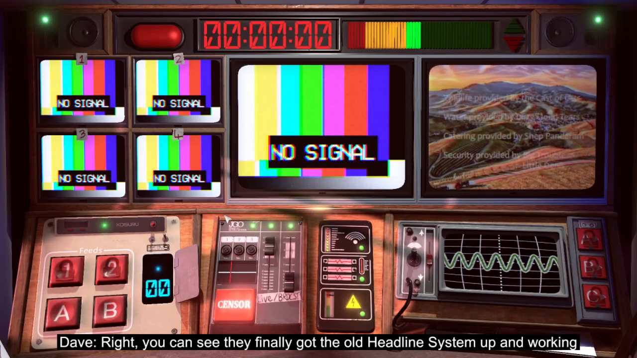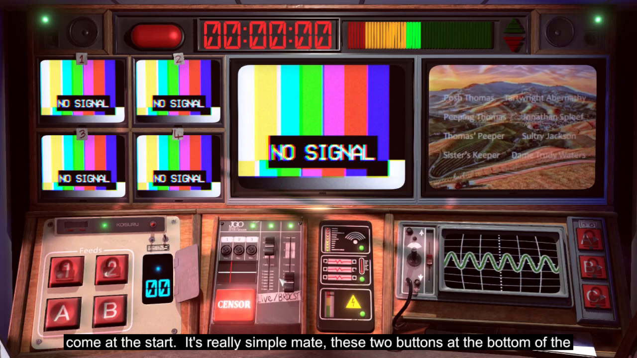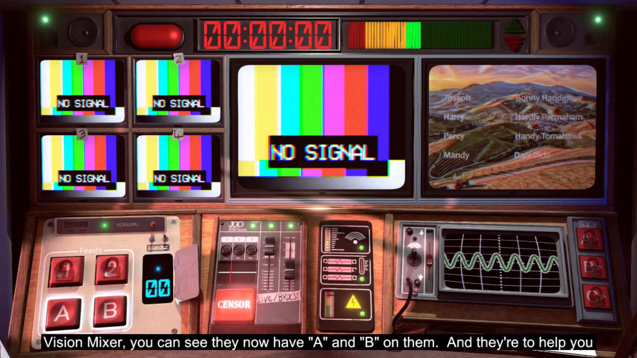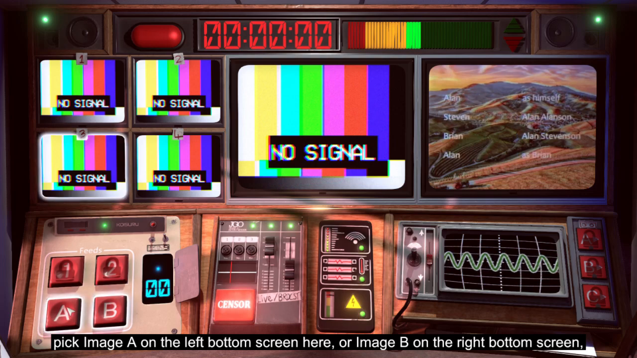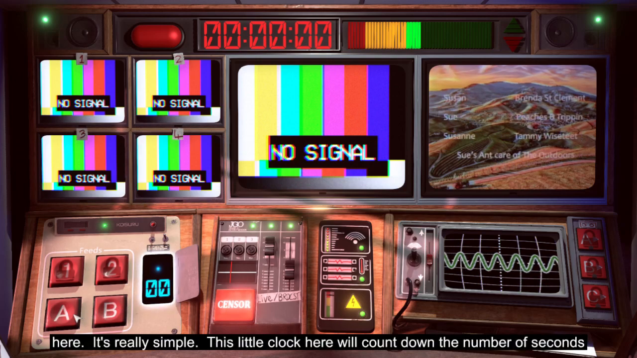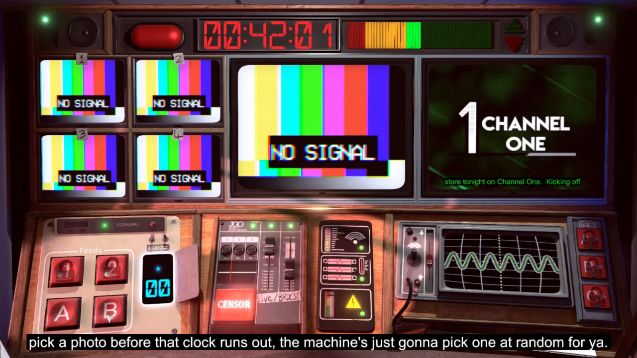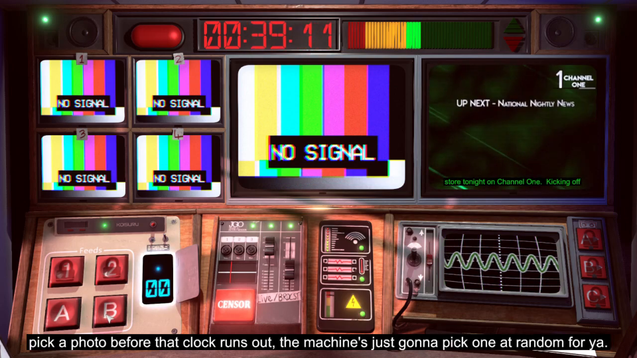Okay. Right, you can see they finally got the old headline system up and working again, and the Vision Mixer's already in headline mode because headlines always come at the start. It's really simple, mate. These 2 buttons at the bottom of the Vision Mixer now have A and B on them, and they're to help you pick image A on the left bottom screen here, or image B on the right bottom screen here. This little clock here will count down the number of seconds you have to make your decision. Now, you're in auto headline mode, so if you don't bother to pick a photo before that clock runs out, the machine's just going to pick one at random for you.